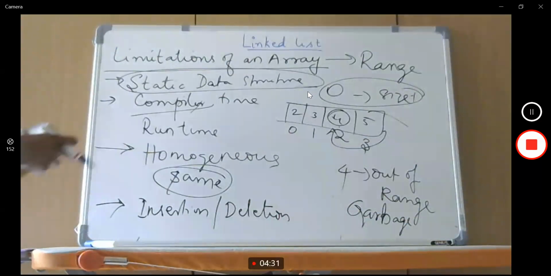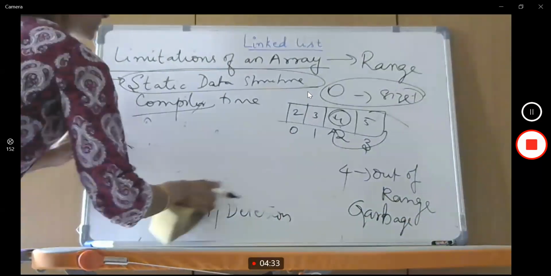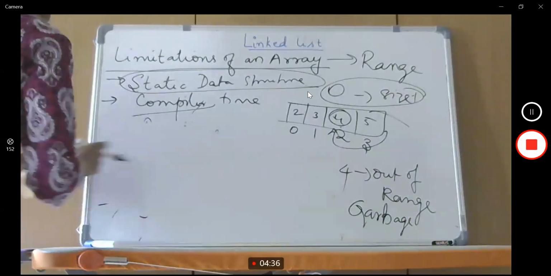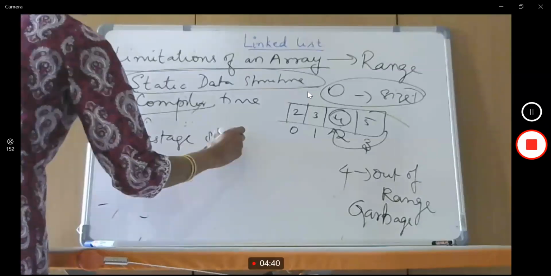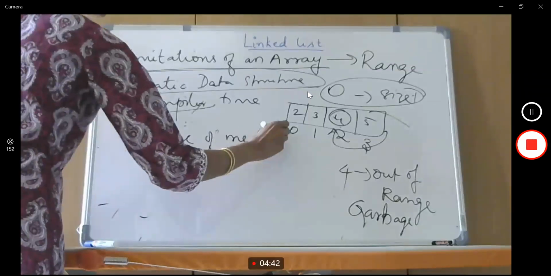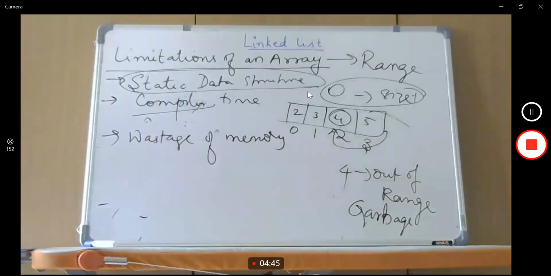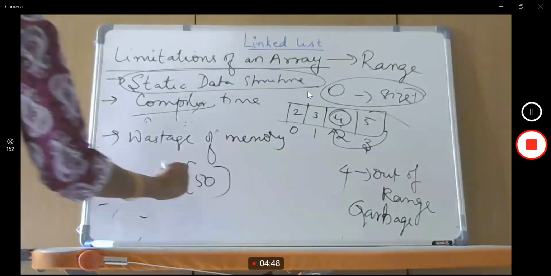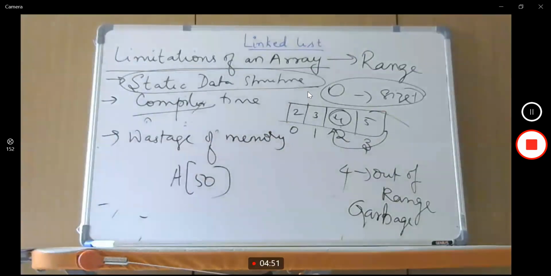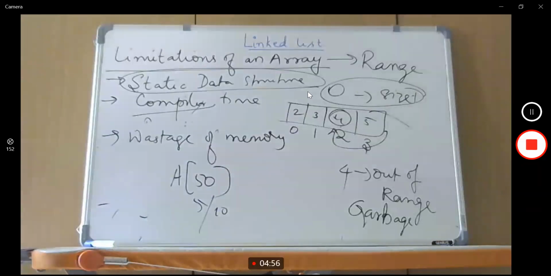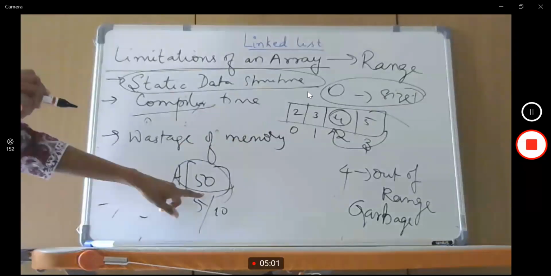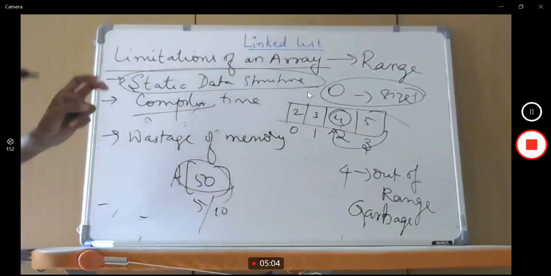Next, it can result in wastage of memory. Why wastage of memory? Suppose generally let us say somewhere we are declaring an array of 50. How many elements do we hardly use? Let's say 5 elements, 10 elements maximum. We don't go beyond that. But the other 40 locations, whatever memory locations are assigned, are all going to get wasted. So wastage of memory is always there when you talk of arrays.